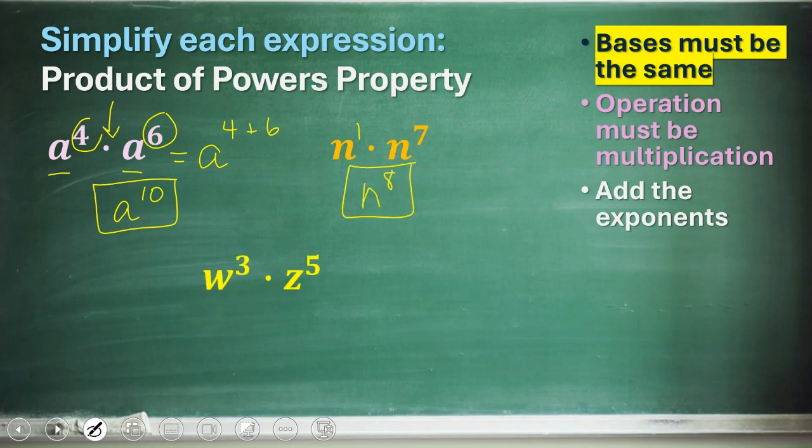All right, next example, we have w to the power of 3 times z to the power of 5. These bases are not common. We cannot simplify this expression. It just stays as is.